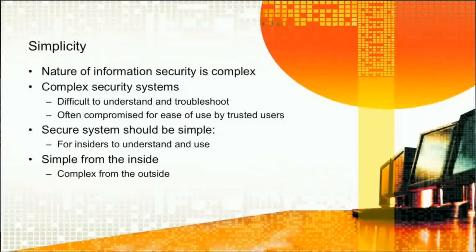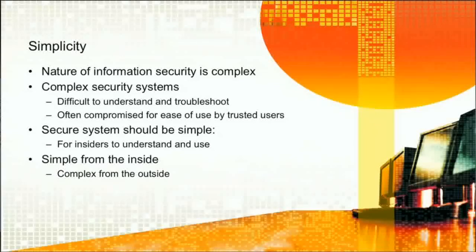Simplicity. This is one that is often overlooked. The nature of information security is a complex subject. However, it does not need to be employed with complexity. The complexity of the security systems are what has tended to make our infrastructures weaker. The more complexity you add, the larger the possibility of failure. So, a complex security system is difficult to understand and troubleshoot. It's often compromised for the ease of use by the trusted users.